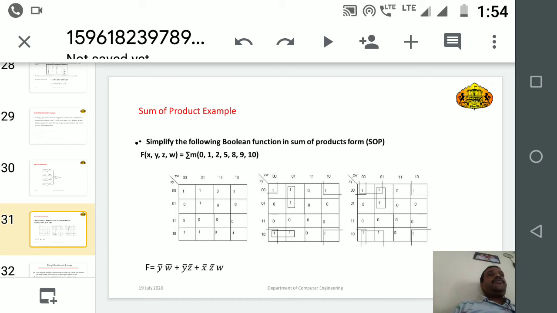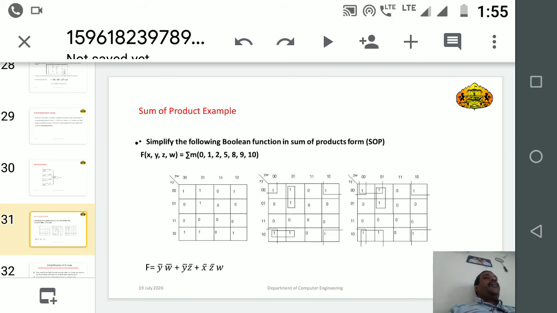Okay, so in the second K-map, we make the groups. In the next slide we will see the rules behind making these groups. Here you just concentrate on the groups being made, and when you make groups, the number of variables is reduced.